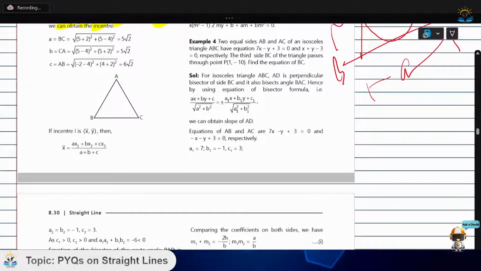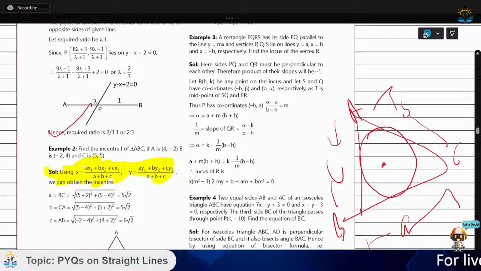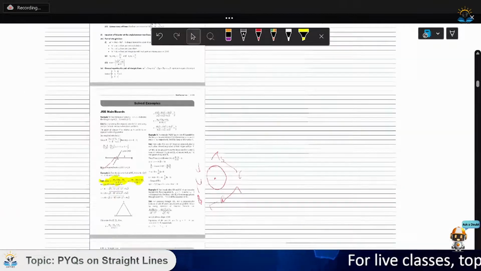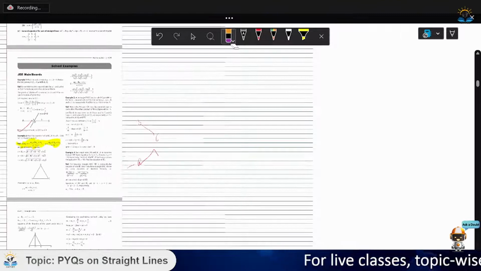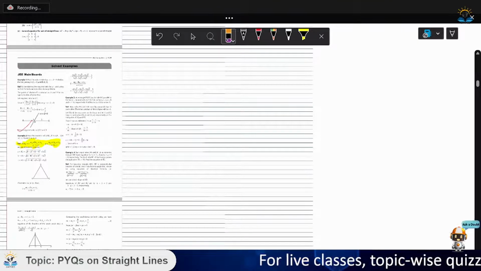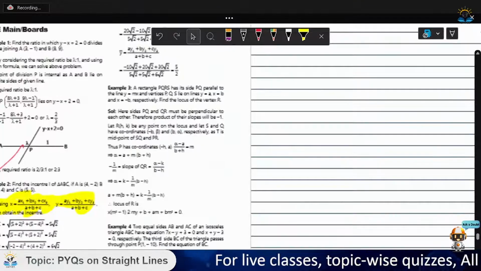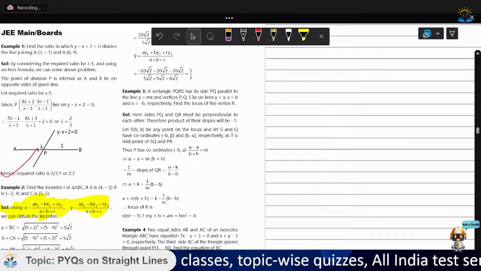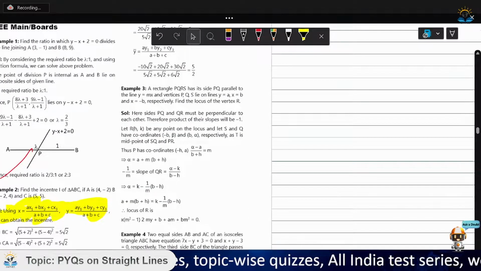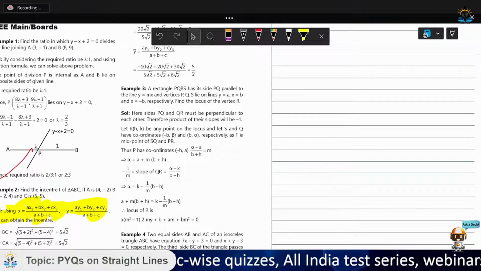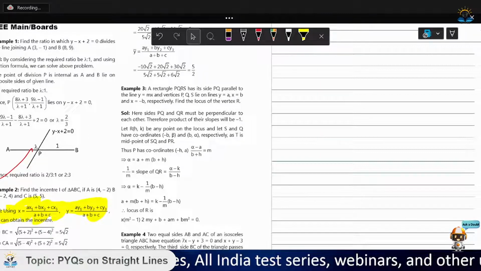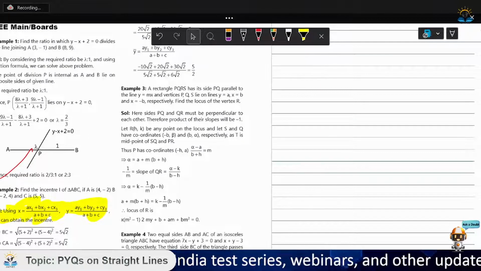Now let's move on to question number 3. Let me erase this. Let us see what question number three says. A rectangle PQRS has its side PQ parallel to the line y is equal to mx, and the vertices P and S lie on the line y is equal to a.